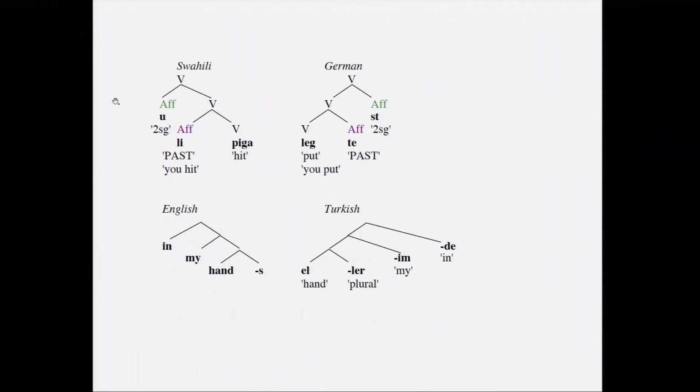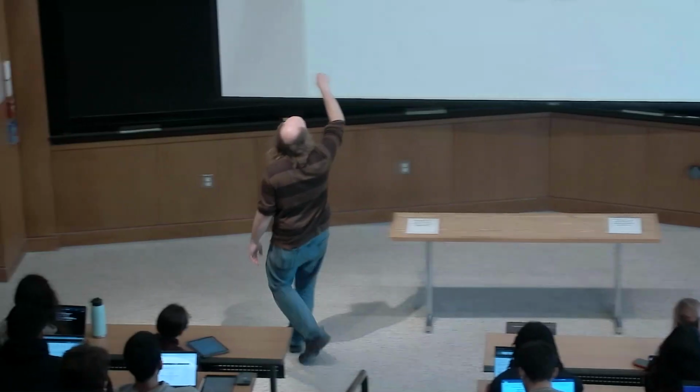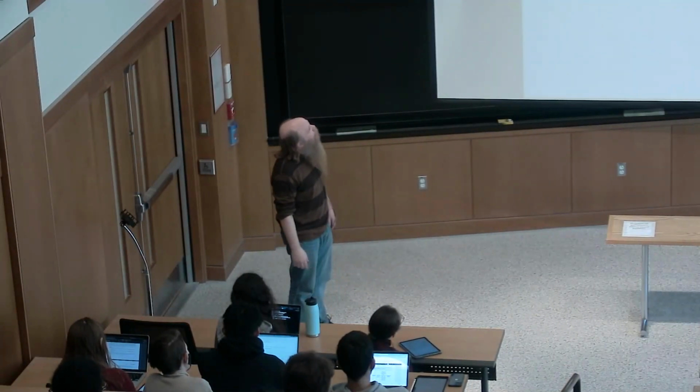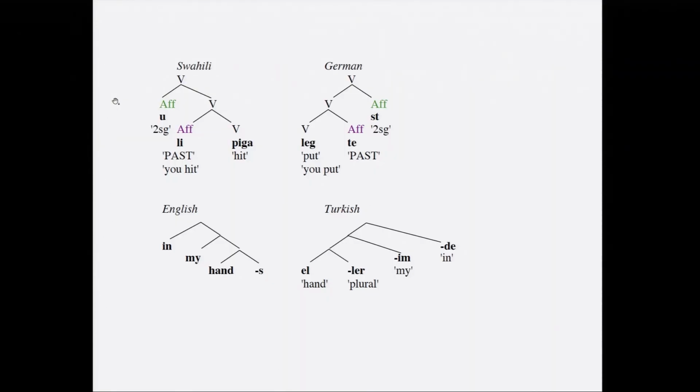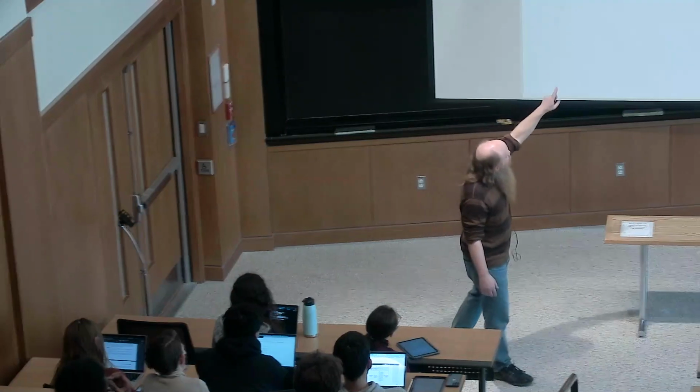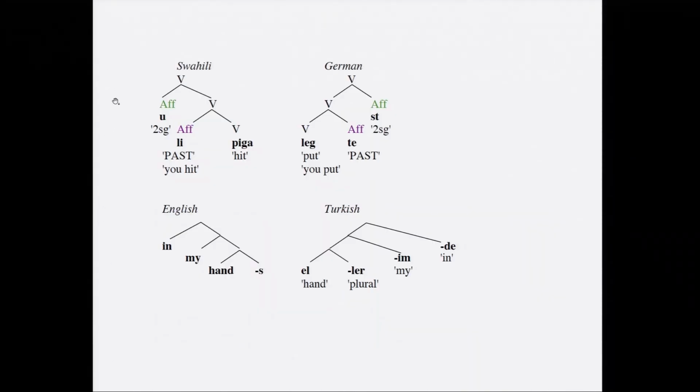Or similarly, there are various places where a pair of expressions can differ in all kinds of ways, including whether you're looking at prefixes or suffixes. So here's Swahili for you hit, and German for you put, abstracting away from the fact that one of them is hitting and the other is putting. In Swahili, those are prefixes. In German, they're suffixes, but the order in which everything is merged is the same. In English, in my hands, and the Turkish version of that, ellerimde, the Turkish morphemes are bound, the English morphemes are free, but the morphemes are being merged in the same order.